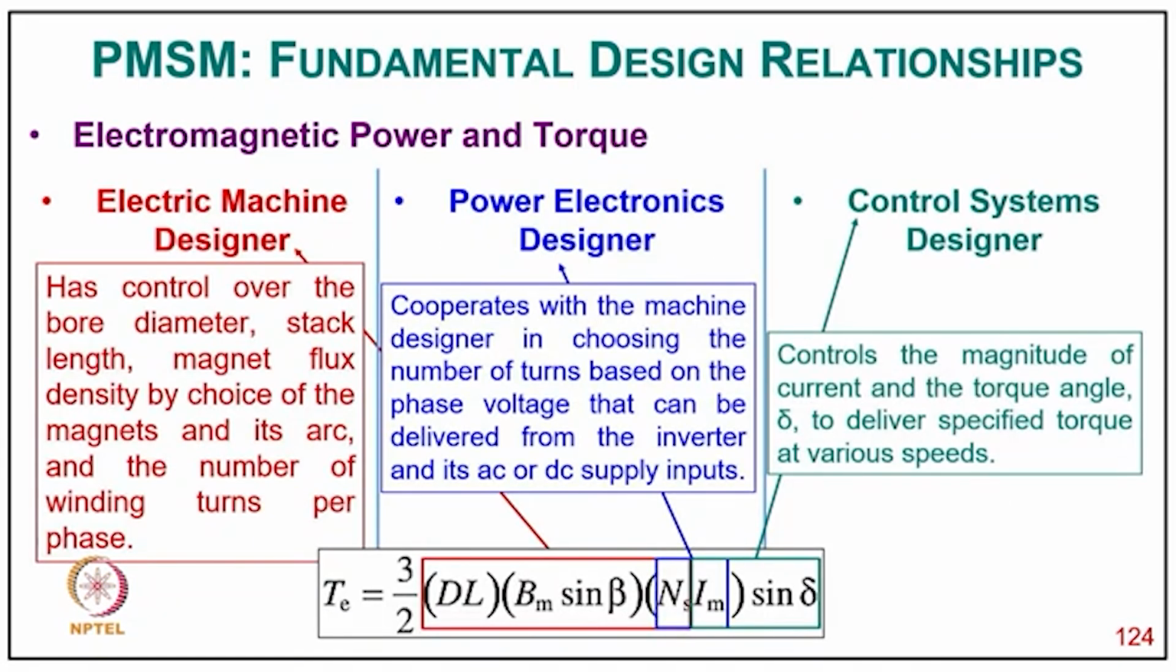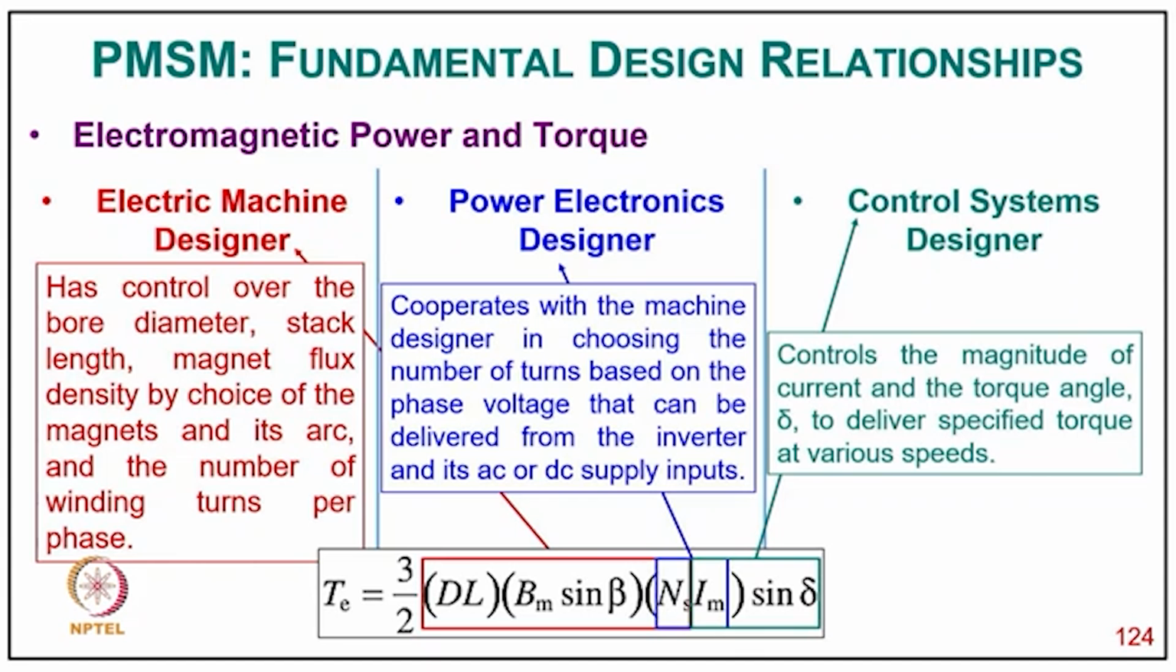Now, typically the electrical machine designer has control over the bore diameter, stack length, and magnet flux density through the choice of the magnets and their arc, and the number of windings per phase. The power electronics designer cooperates with the machine designer in choosing the number of turns based on the phase voltage that can be delivered from the inverter and its AC or DC supply.